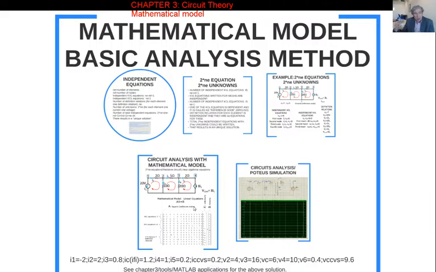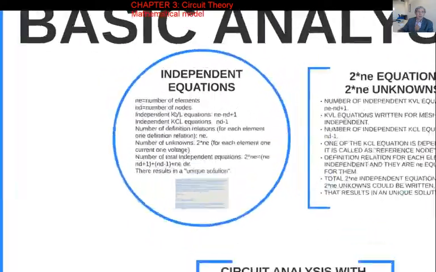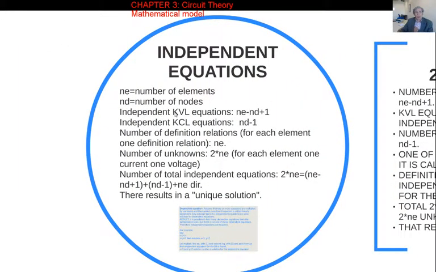Therefore, we are saying the mathematical model must have equal numbers. The mathematical model is going to be linear algebraic equations, and these equations should be independent equations, and the number of unknowns and the number of independent equations should be equal to each other. In this case, there is a unique solution. So what are the independent equations? Let's examine the independent equations to start.